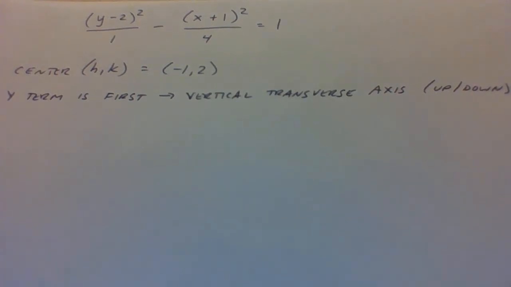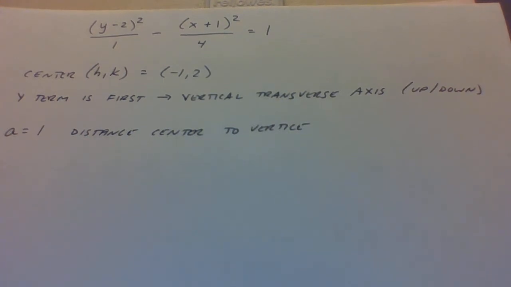Keep in mind that your y term comes first, which means you're going to have some type of vertical transverse axis. It's not going to be the y-axis because you're not centered at the origin, but it will be a vertical transverse axis, and our hyperbola is going to be opening up-down.